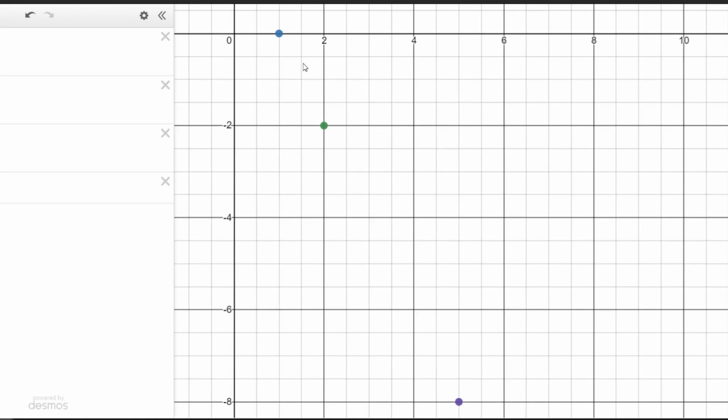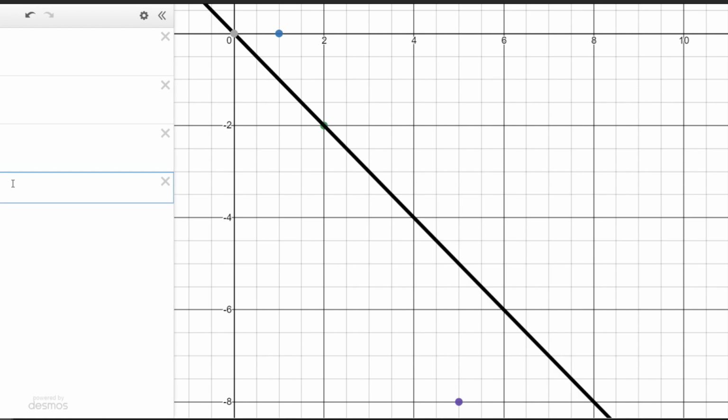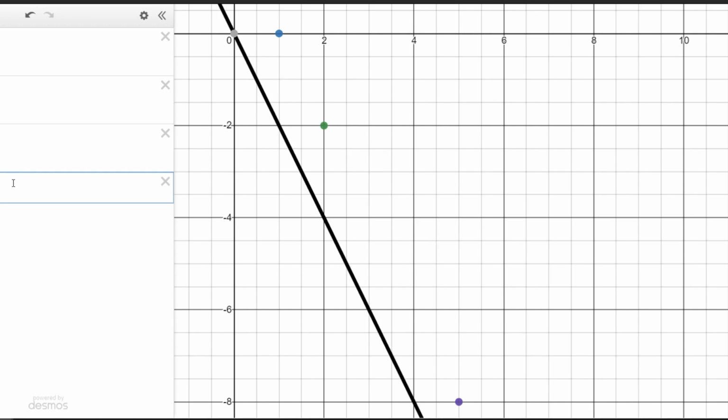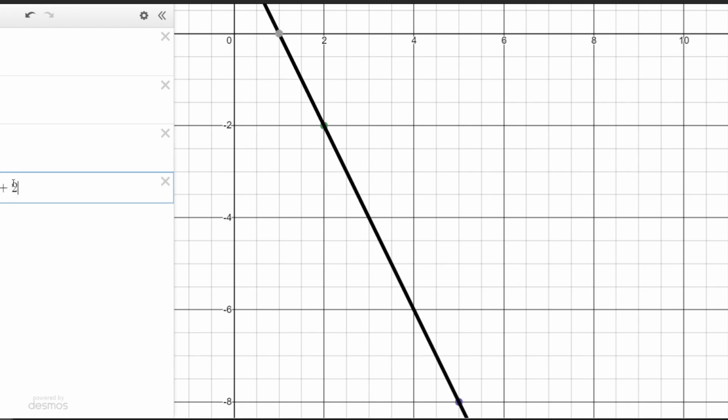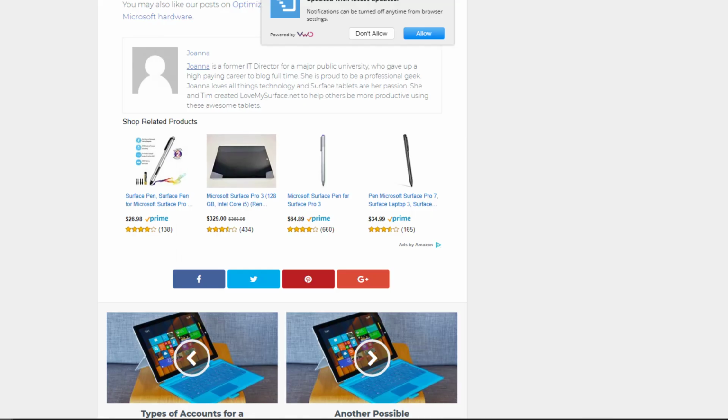Okay, so I don't know what the equation of the line is, but they do look like they are in the same line. In fact, I think I might be able to work out the line. It might be minus 2x plus 1 plus 2. There we go. And in fact, they are in a line. So there we go. Collinear. Beautiful.